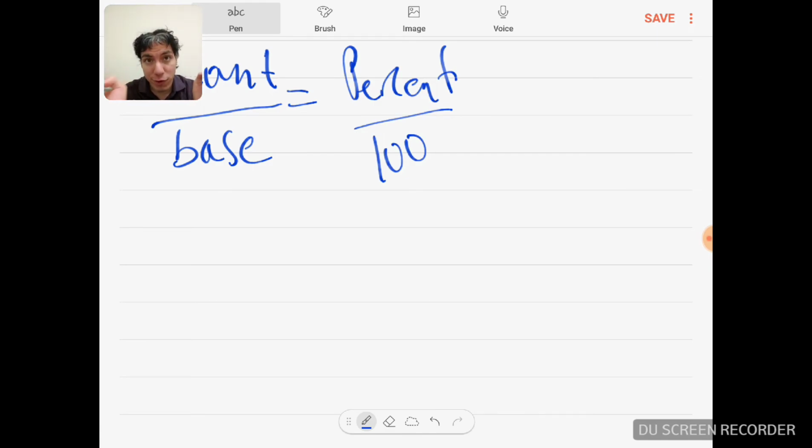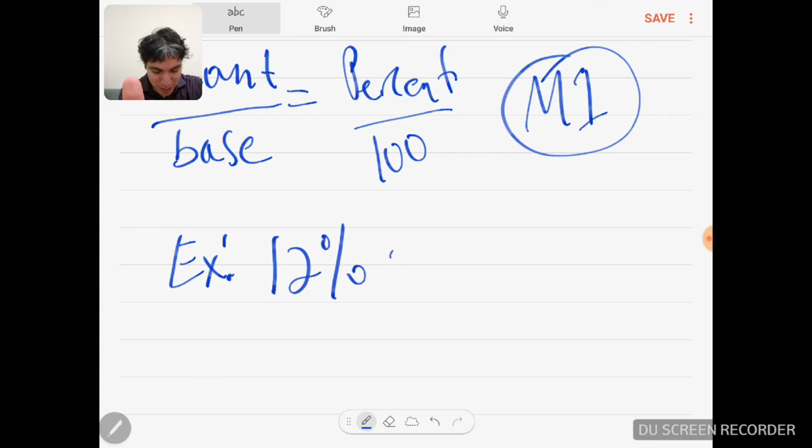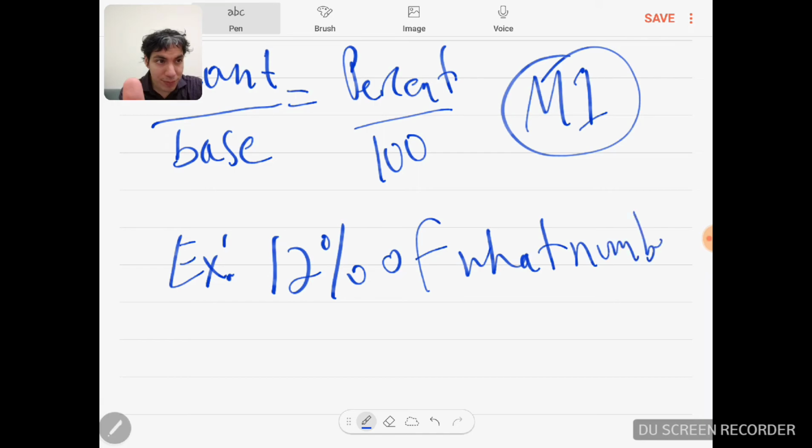Now, what I would prefer a lot of people to understand is this, let me show you what I'm talking about. Let's say I gave you this example first. I'll call this M1 for method 1. Let's say I have this example: 12% of what number is 47? Sorry, not percent, is 47.